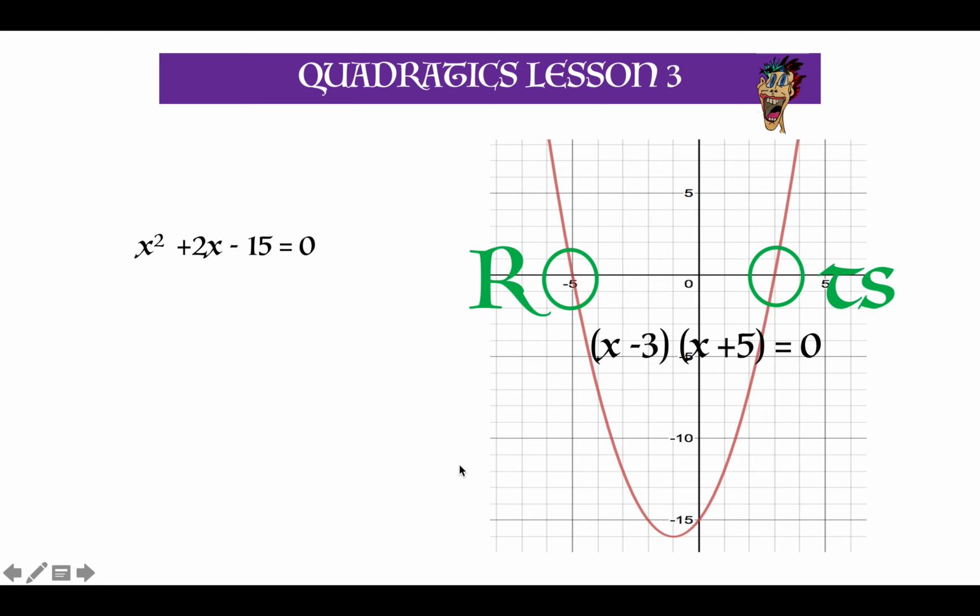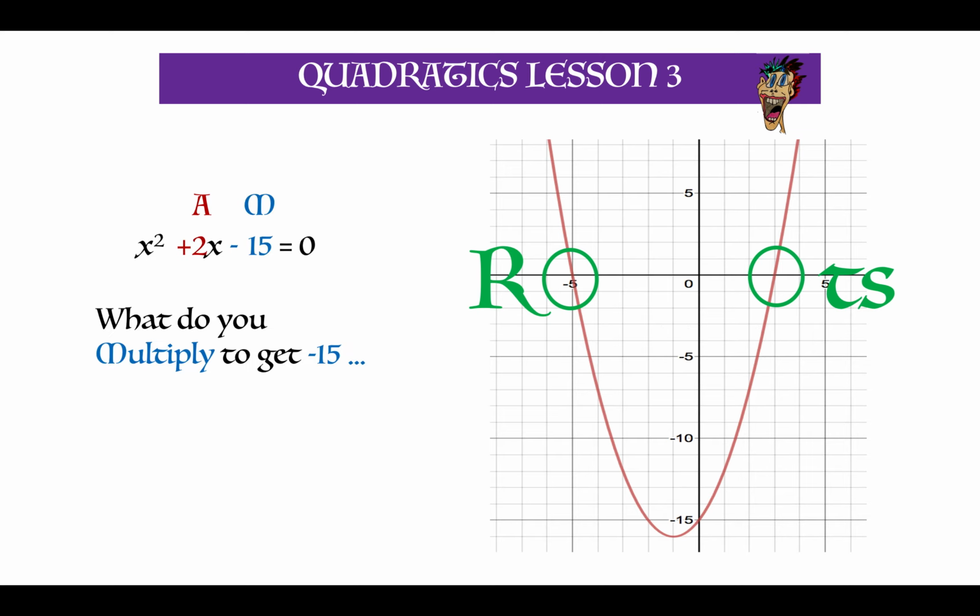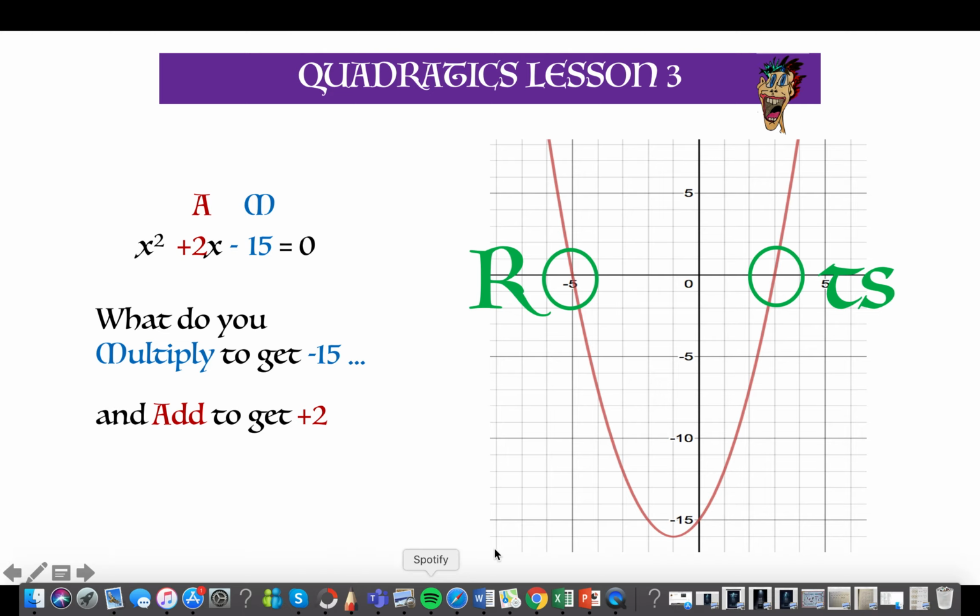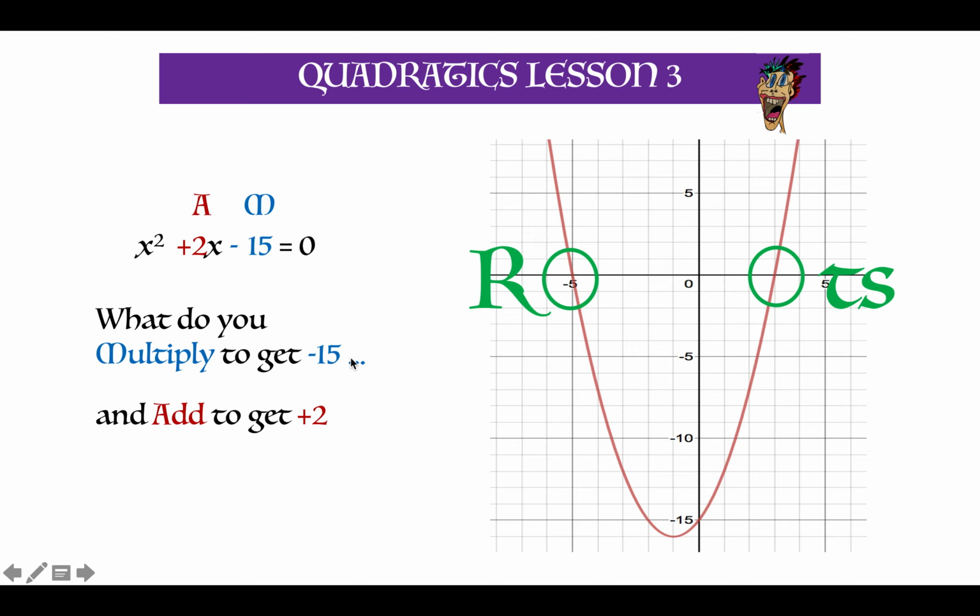And there's a nice way to know this as well. It's called the AM idea. A stands for addition, M for multiplication. Do the M first. What do you multiply to get negative 15? And add to get plus 2. Work these two things through. Remember, get the factor pairs of minus 15 and then work out which ones add to make plus 2. And then you get into your brackets like that.